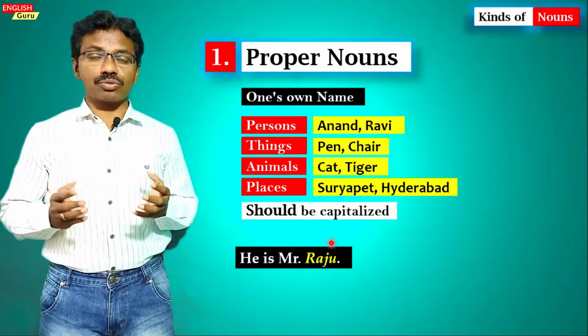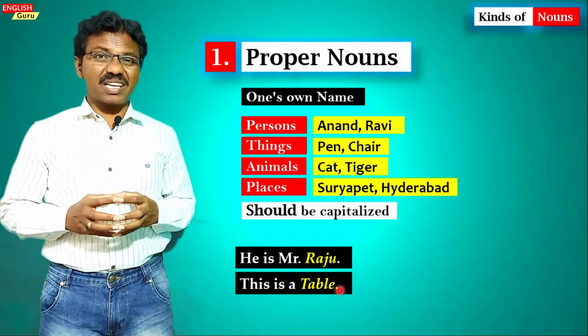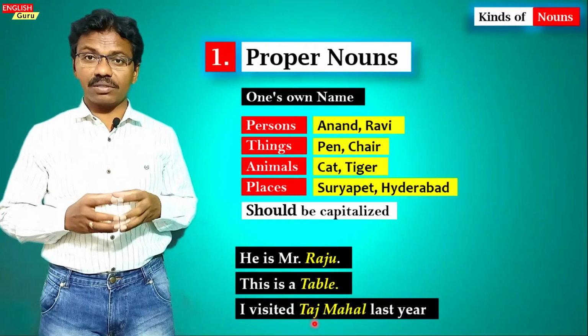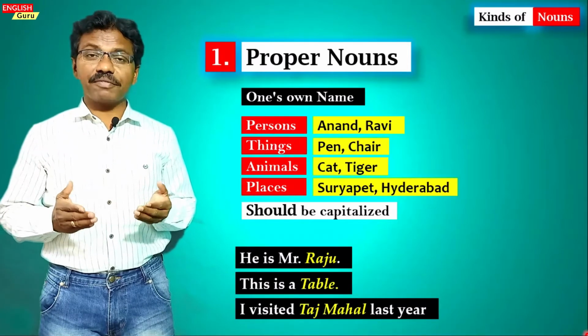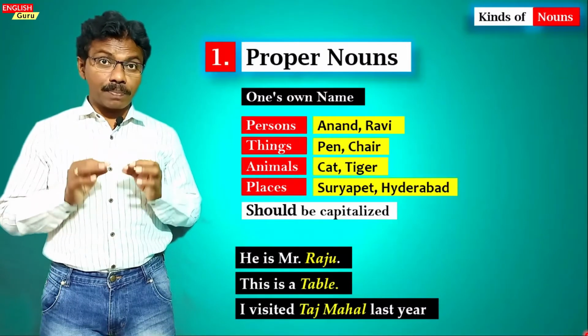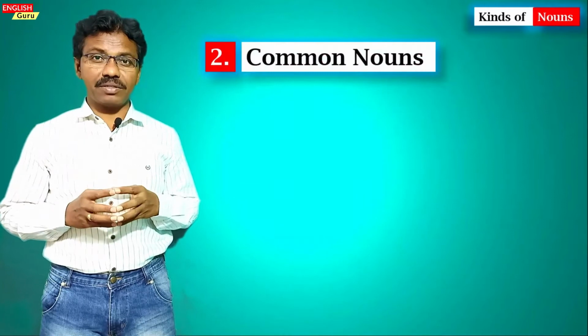He is Mr. Raju. Raju is a proper noun, name of a person. This is a table. Table is a proper noun because it's a name of a thing. I visited Taj Mahal last year. Taj Mahal is a name of a thing, so it is also a proper noun. So proper nouns are proper names of particular persons, places, things, or animals, right?